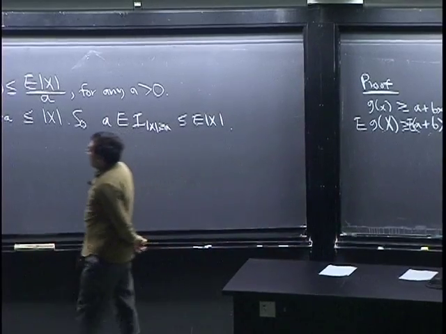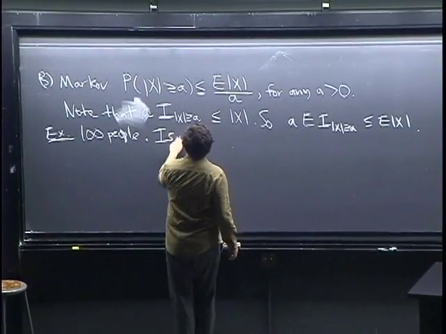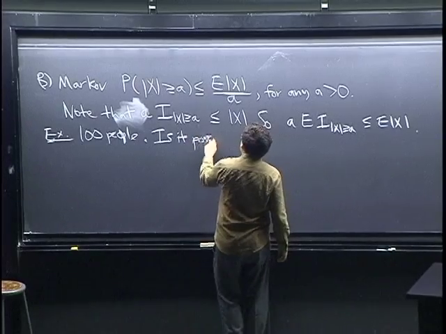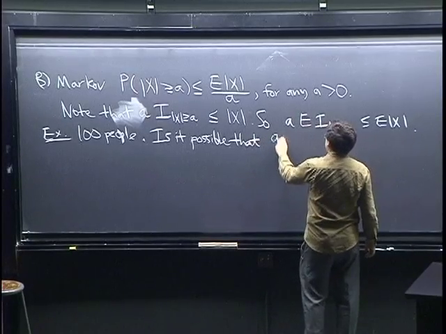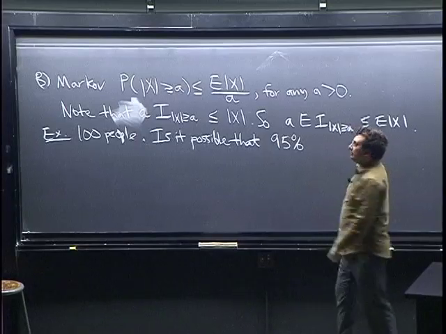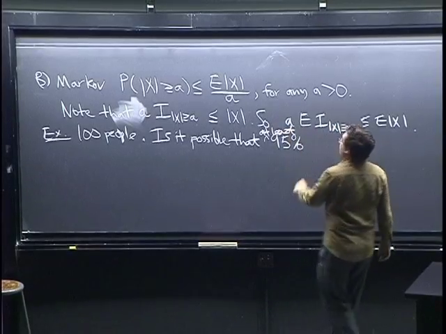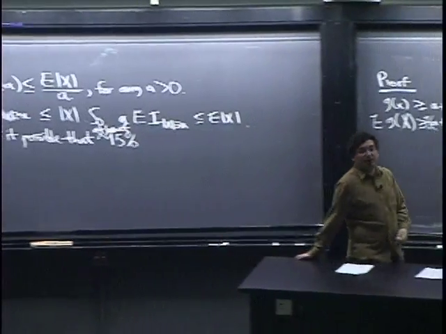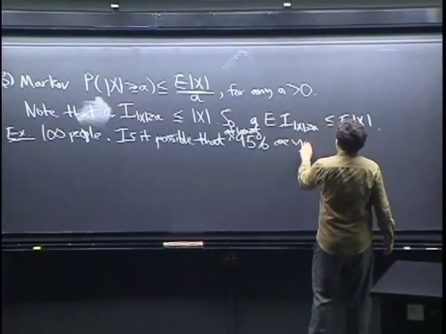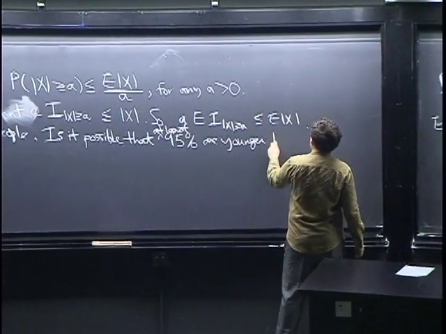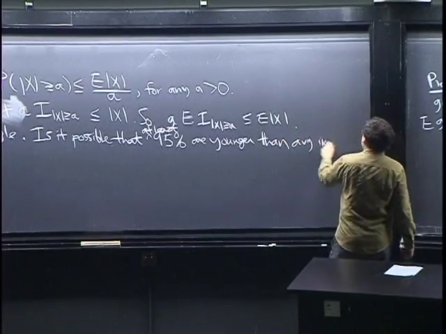Suppose we had 100 people, and suppose we ask, is it possible that, let's say, at least 95% of the people are younger than the average person in the group? Average meaning mean. Is that possible?